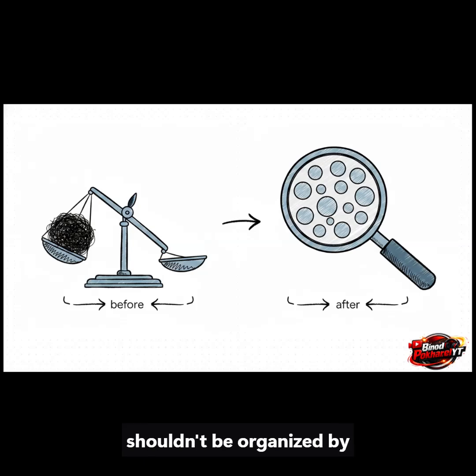He realized the elements shouldn't be organized by their weight, but by their atomic number, which is the exact number of protons in the nucleus. Suddenly, everything clicked into place. Cobalt has 27 protons, nickel has 28. Problem solved. The modern table was born, organized precisely by proton count.